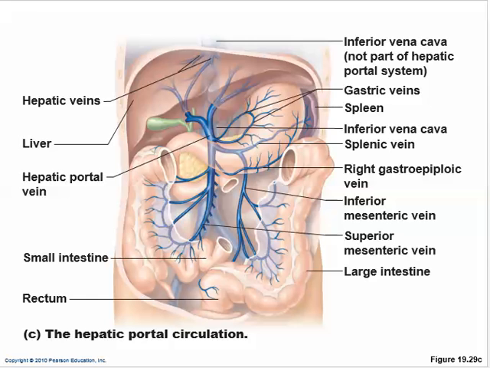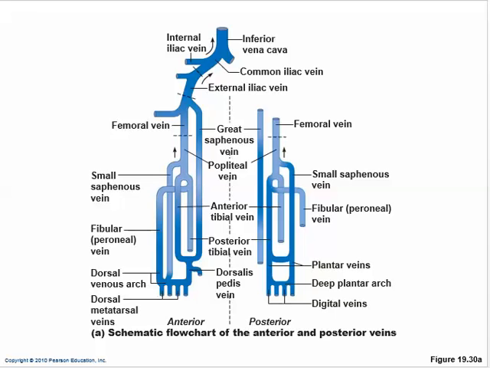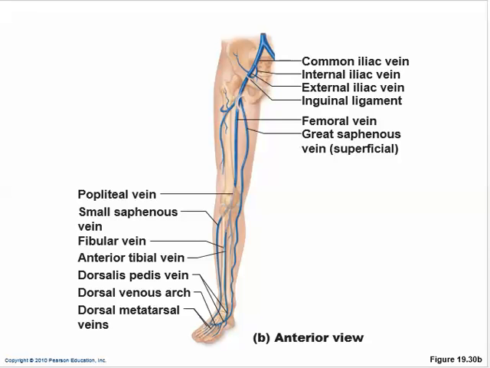This is what the hepatic portal veins end up looking like. Again, we're not naming them. In the leg, I've already said it, the great saphenous and the lesser saphenous, or the small saphenous, are the superficial. The deep ones actually have the same names as the arteries. And it ends up looking like that.